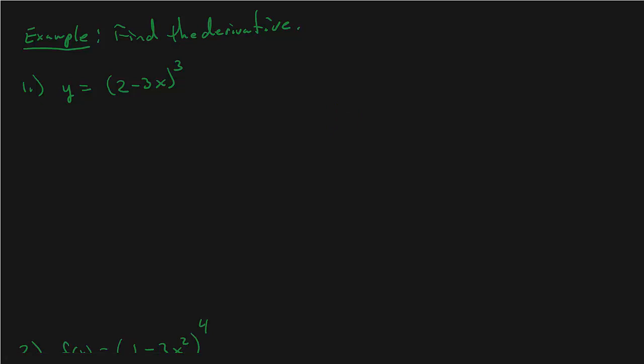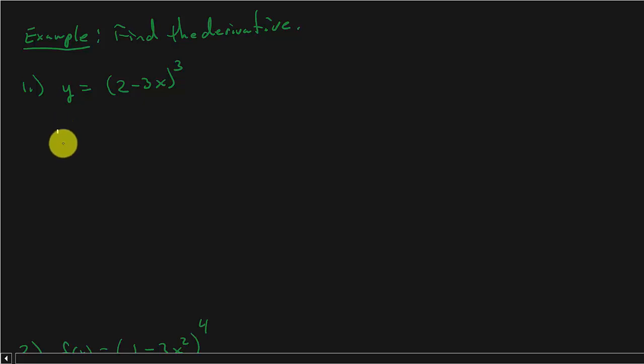So it says find the derivative. We get y equals 2 minus 3x, cubed. All right, so we get y prime is equal to, so what does it say? See how we have this function here inside the parentheses? So we bring the 3 down and subtract 1 from the exponent. Okay, that's the first part of it.